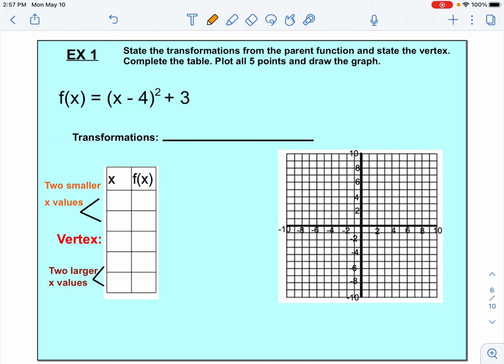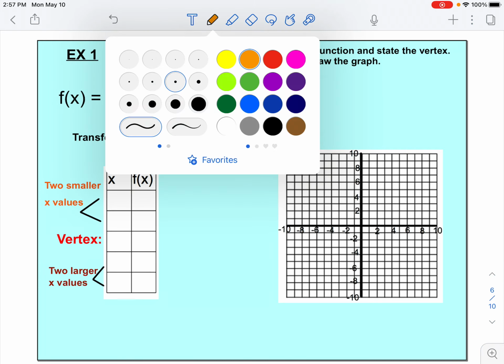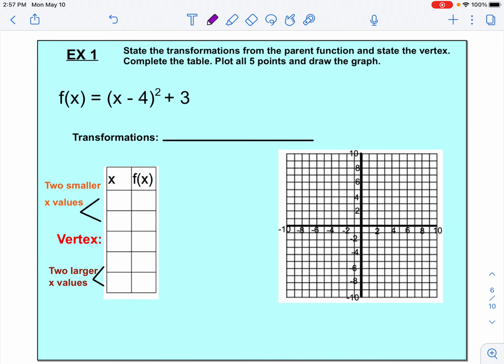First of all, it says state the transformations. All right, so what's happening to this graph? Well, this number, -4, is shifting it left or right, remember? And it's the opposite of what I think. So -4 is going to move it to the right 4, and that +3 is moving it up 3. There's no negative in front, so it won't be flipped over.